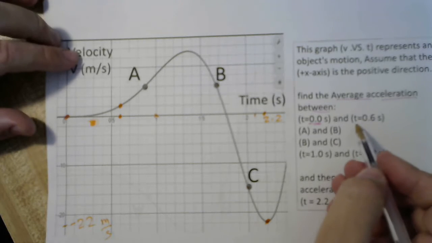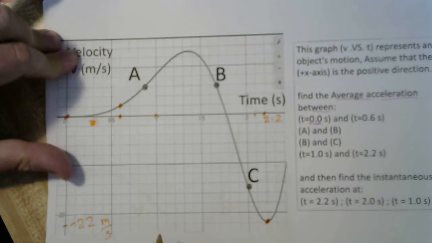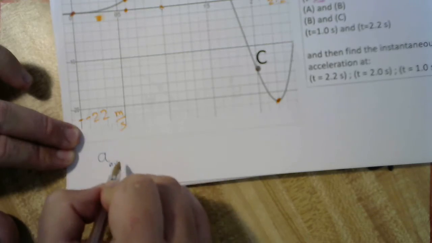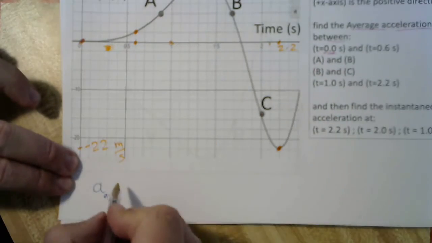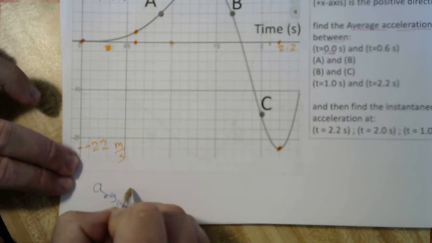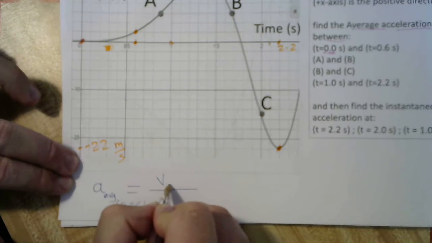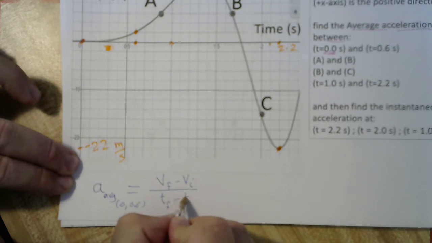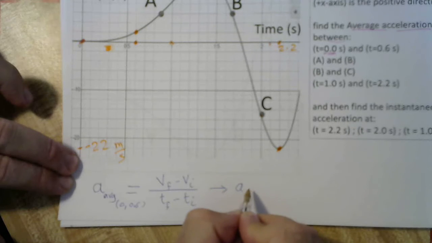I can compute it without drawing any lines. I'll draw the line, but I can compute the average acceleration. I can put a average between the point t equal 0 and t equal 0.6, which is equal to v final minus v initial over t final minus t initial. This will give me the acceleration.